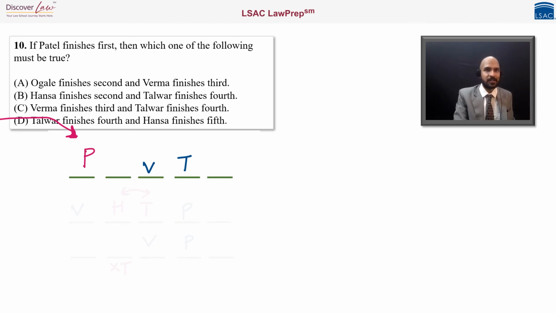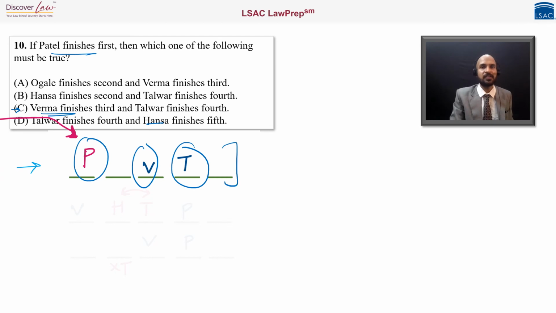Now, once you've done this, the answer simply reveals itself so easily. Look at option C. It says that if Patel finishes first, then Varma finishes third and Talwar finishes fourth. This must be true. Very, very simple answer once you get the diagram in place.